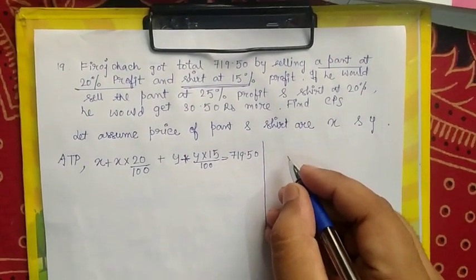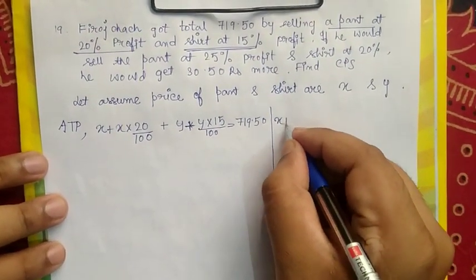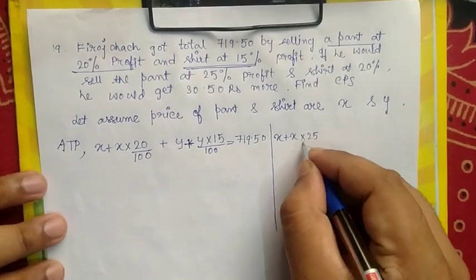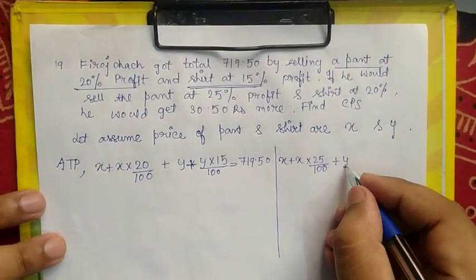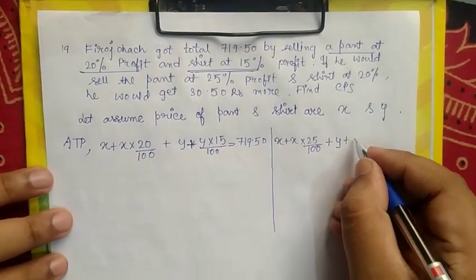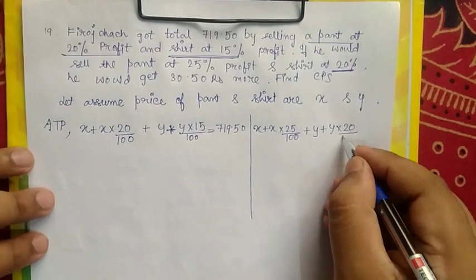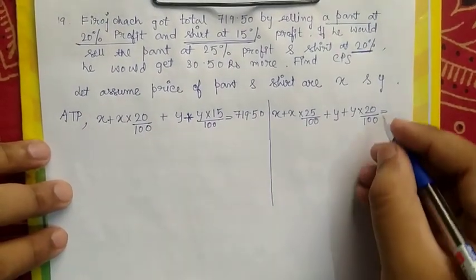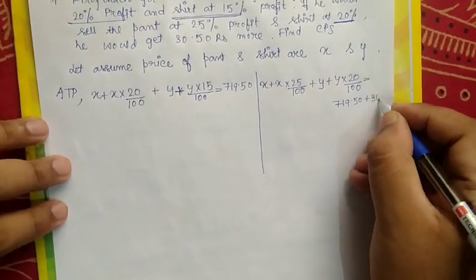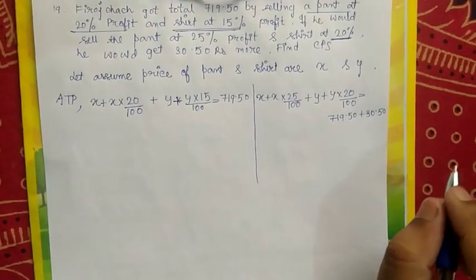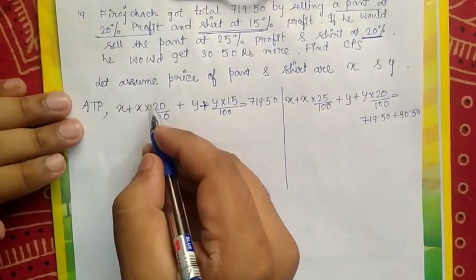And the second part is, sell the pant at 25% profit, so therefore X plus X into 25 by 100, plus Y, CP is Y, and the profit is 20% on shirt, Y into 20 by 100, equal to 719.50 plus 30.50.